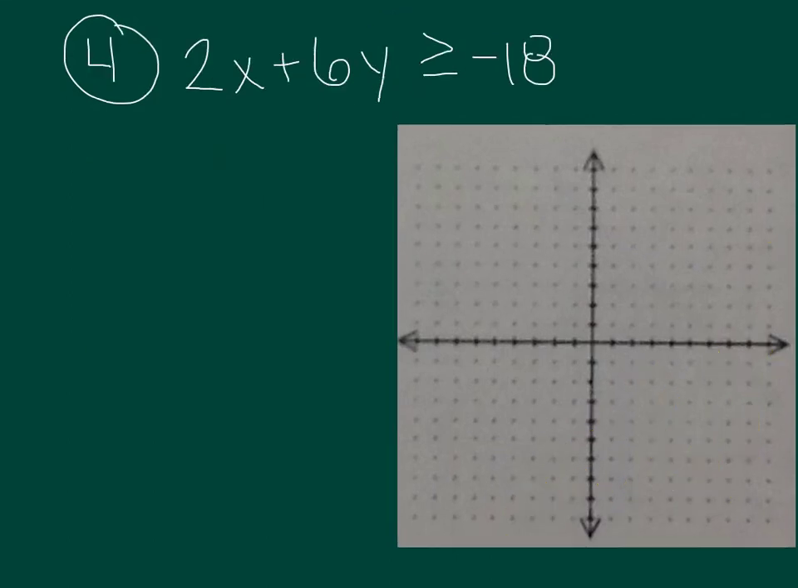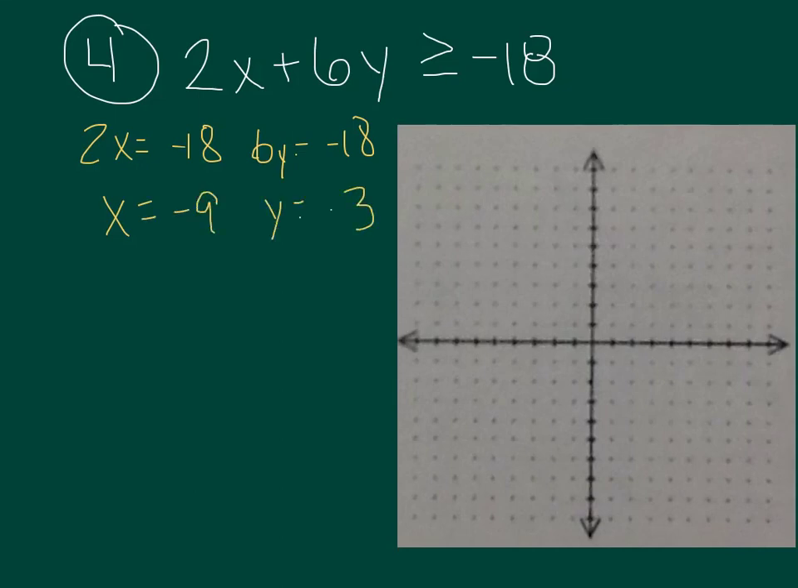Alright, one more. Alright, 2x plus 6y is greater than or equal to negative 18. Again, the cover-up method, so you have 2x equals negative 18, you have 6y equals negative 18, so you get x equals negative 9, and y equals negative 3. Okay, x is negative 9 all the way back here. Y is negative 3 down here. We look back at our sign, greater than or equal to, which means we need a solid line all the way through.